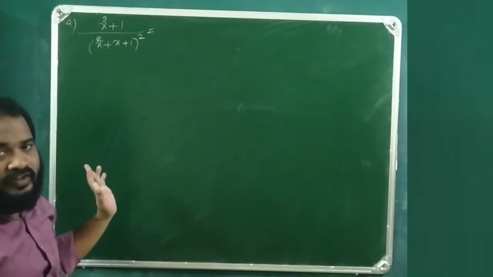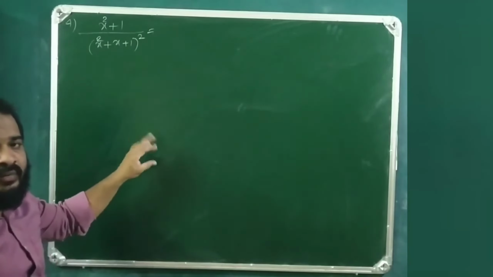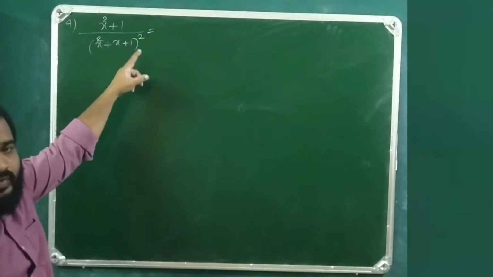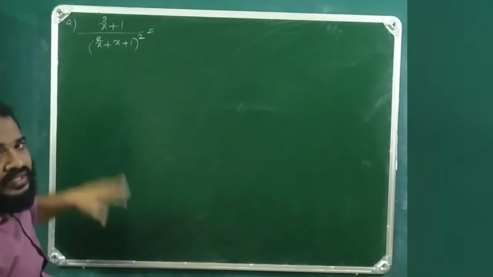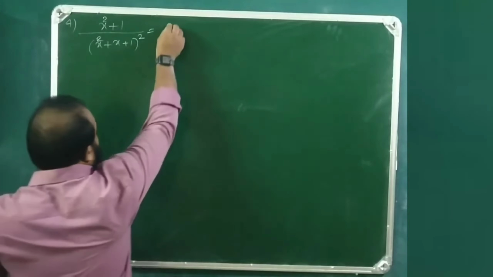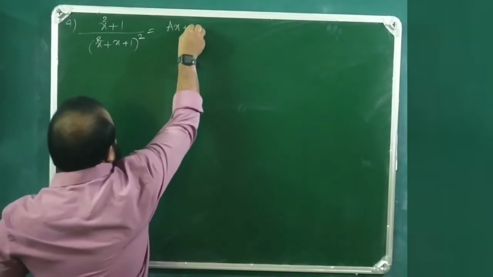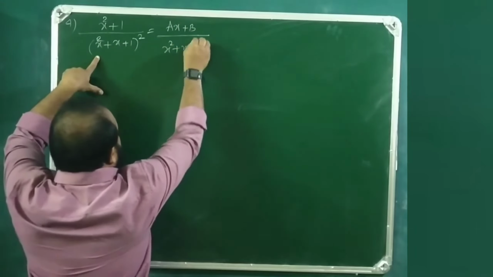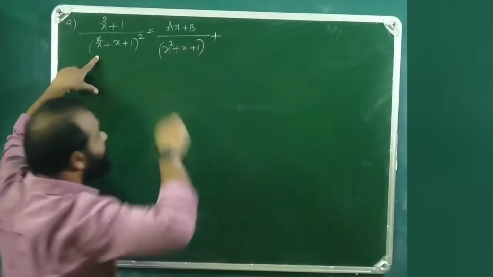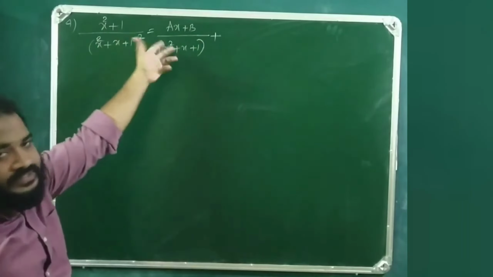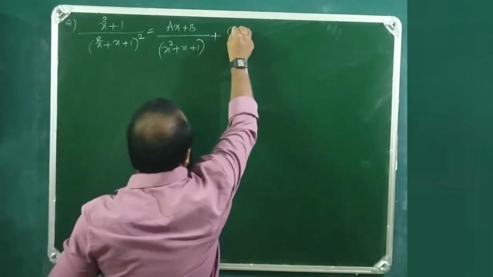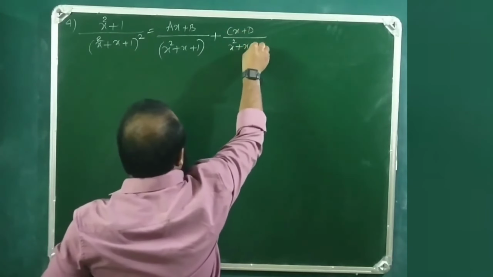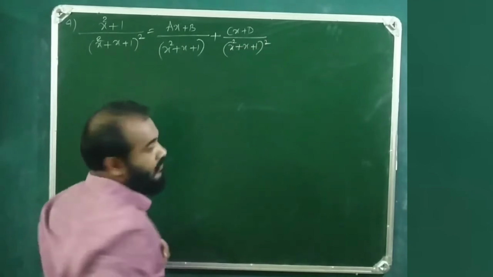Repeated irreducible quadratic factor. For every repeated quadratic factor of (ax square plus bx plus c) whole power n, there corresponds a partial fraction of the form ax plus b by x square plus x plus 1, plus cx plus d by x square plus x plus 1 whole square.